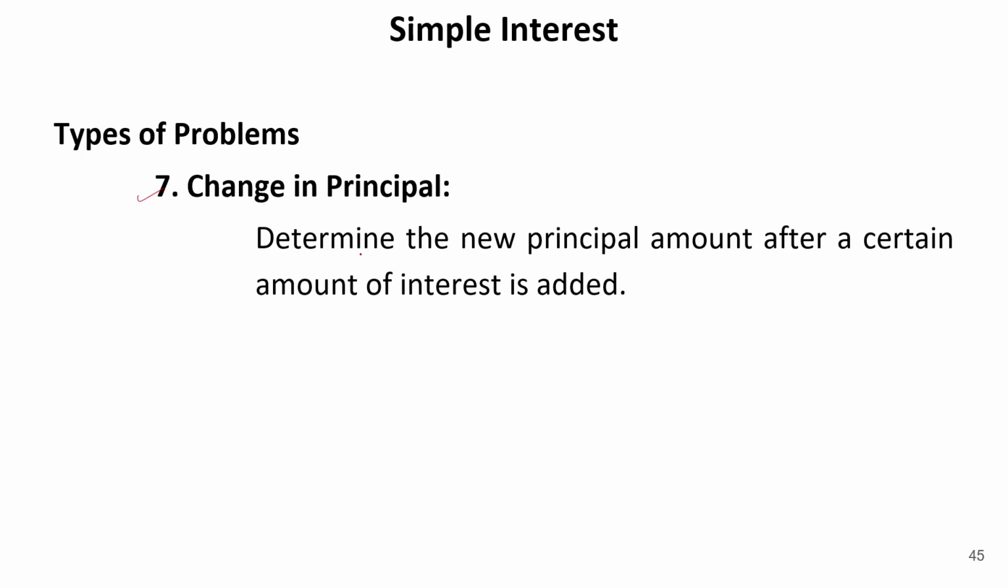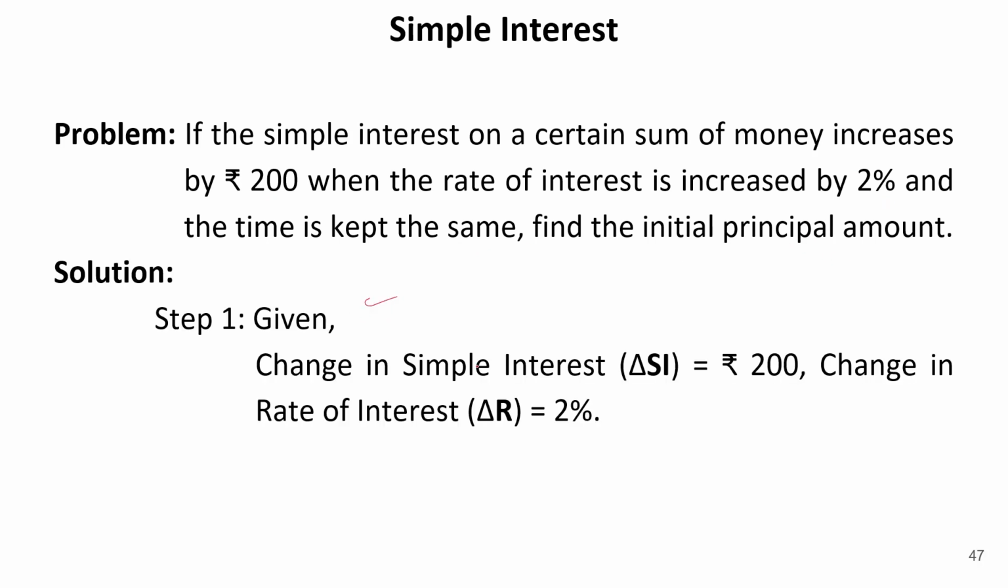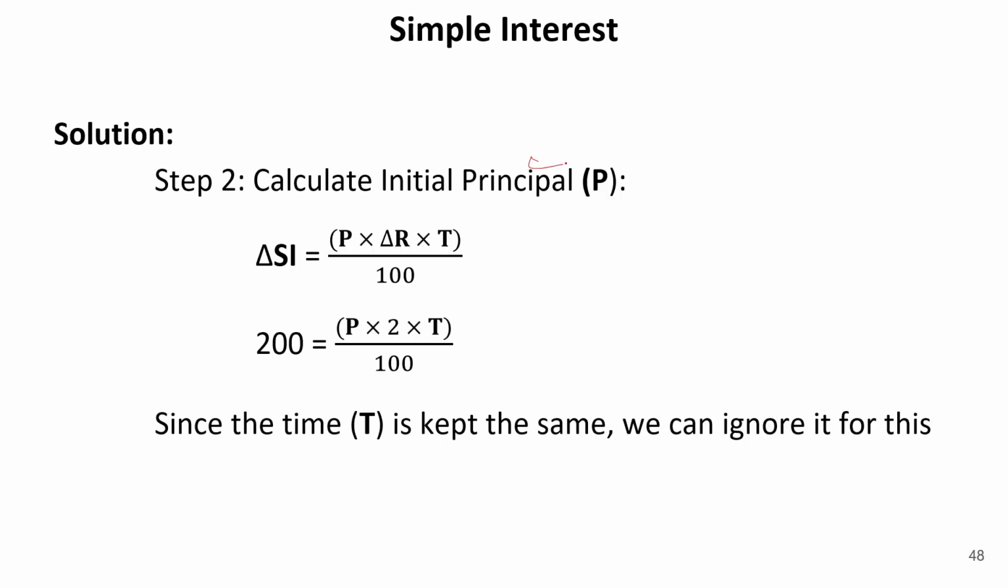So change in principal: determine the new principal amount after a certain amount of interest is added. If the simple interest on a certain sum of money increases by 200 when the rate of interest is increased by 2% and the time is kept the same, find the initial principal amount. Given that change in simple interest, that is delta SI, is equal to 200, the change in rate of interest will be 2%, right? So calculating the initial principal, the change in simple interest will be P into delta R into T whole by 100, because only the interest rate changes. Principal amount and time period remain the same.